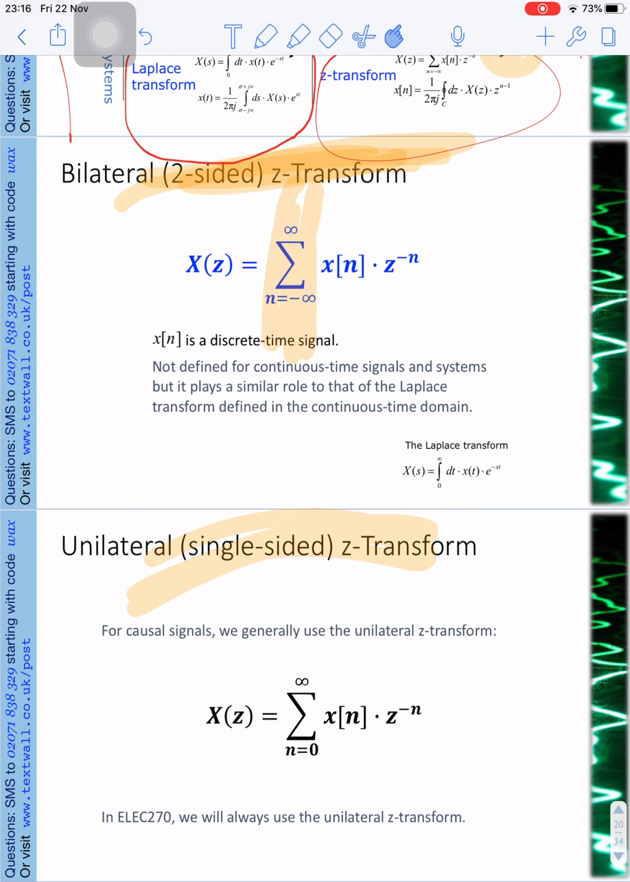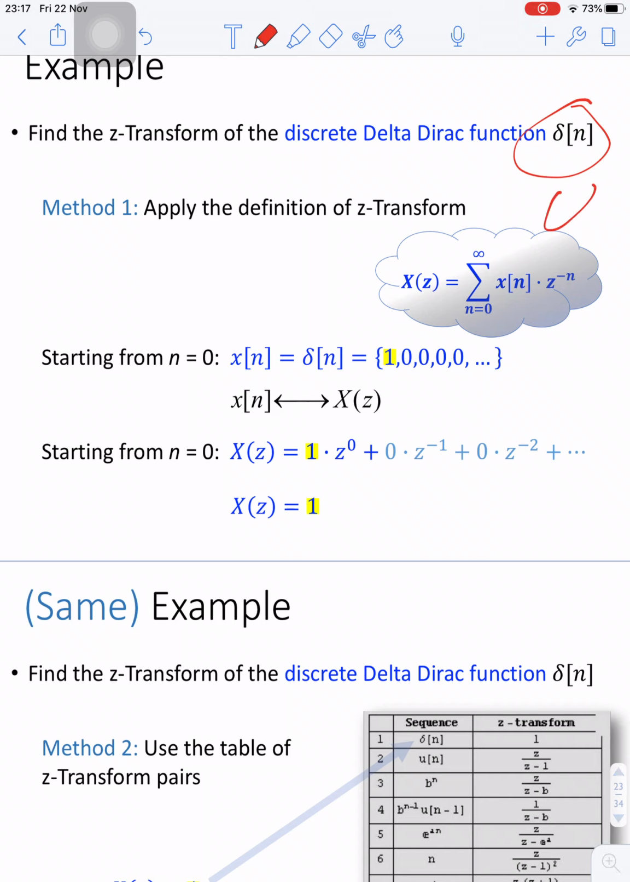So another example is to find the Z transform of the discrete delta Dirac function. Since this is only evaluated at 0, this is just the summation of z to the power of minus 0, which is 1. So the final answer is 1, and we can just find it in the table.